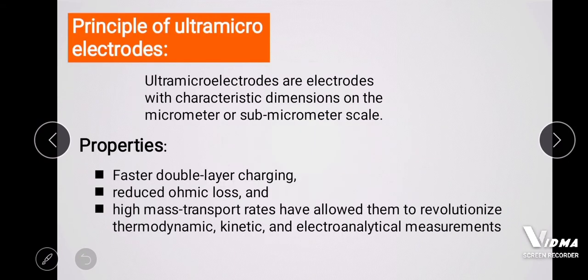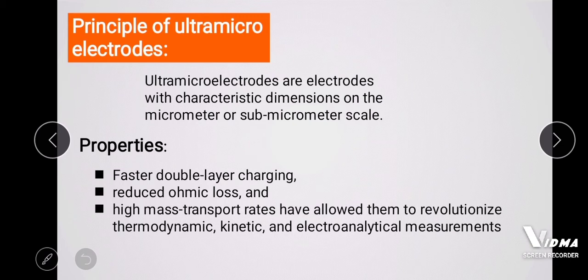Then there is part 2, which is the principle of ultra micro electrode. Ultra micro electrodes are electrodes with characteristic dimension on the micrometer and submicrometer scale. Micrometer scales are relatively small scale and are detailed scale, while the submicrometer scales are smaller than micro scales. Then there are the properties of ultra micro electrodes.